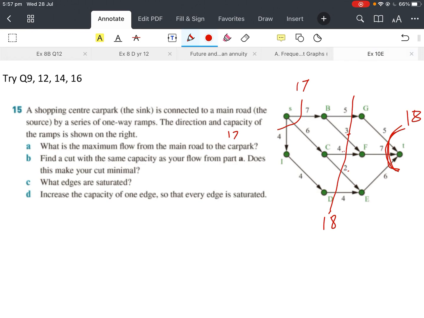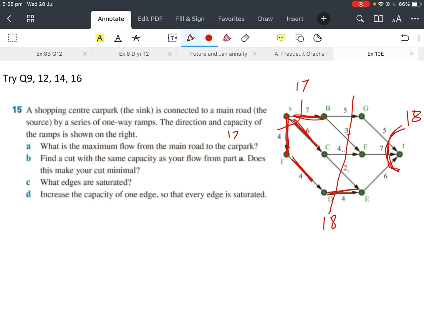It says find a cut with the same capacity as your flow from part A. So is there another one? All right, let me have a quick look at the answers to make sure I'm doing this right. So SB, yep, that's my cut. SC, yep, that's my cut. And SI. All right. Find a cut with the same capacity as your flow. Does this make your cut minimal? Yes, it does. So that's my minimum cut. You could have gone through that one too if you wanted, because both of them fall. You actually probably could have gone through that one as well. So any cuts going through there would also give you a capacity of 17.